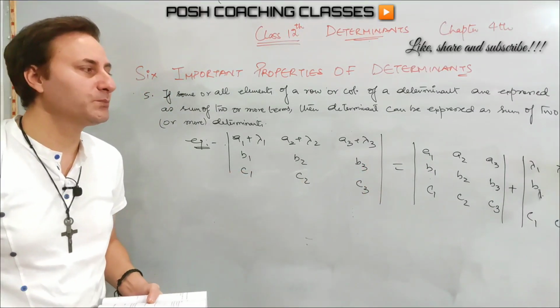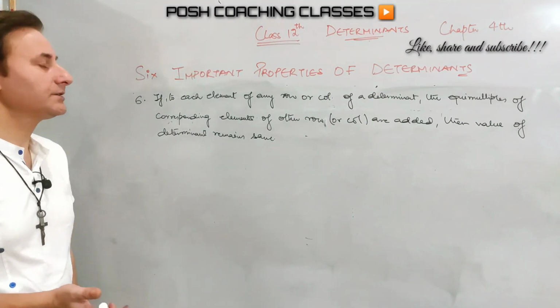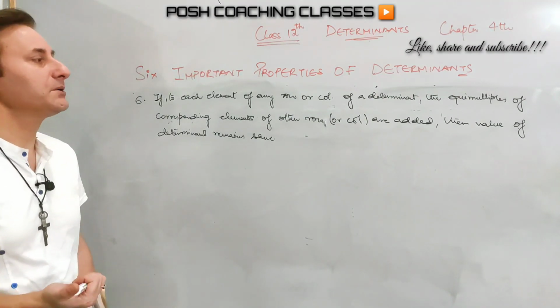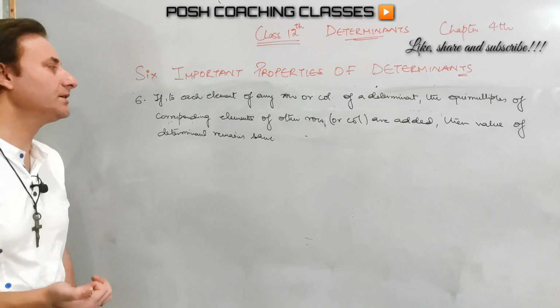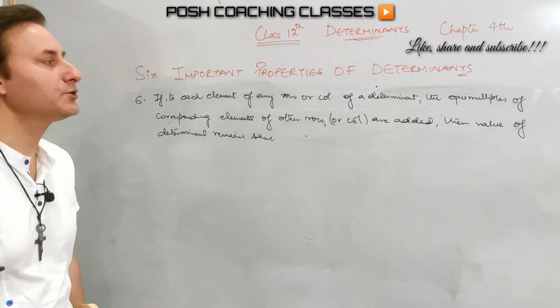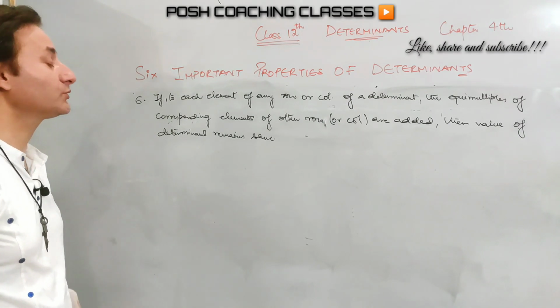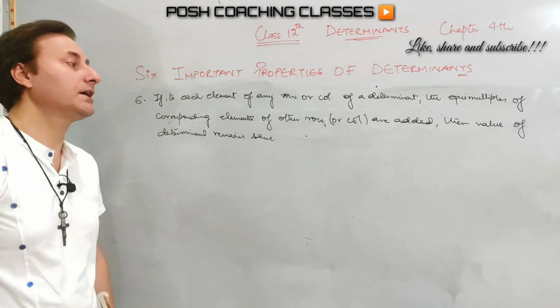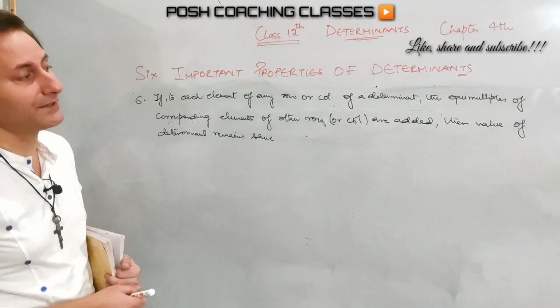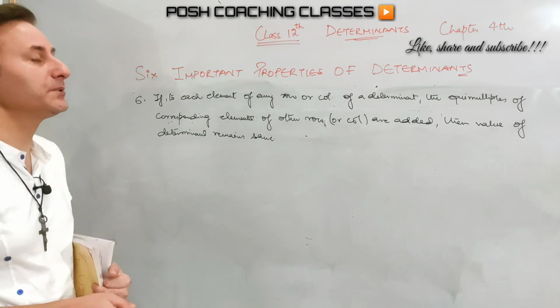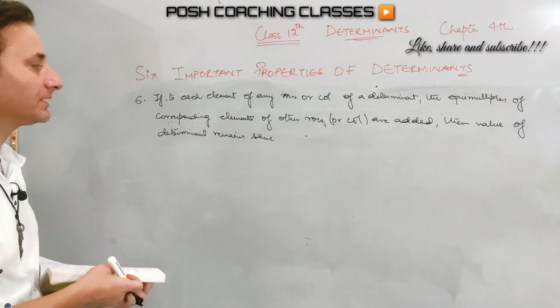Now we will move to property number 6. Guys, this is our last property, property number 6. So what does it say? It says if to each element of any row or column of a determinant the equimultiples of the corresponding elements of the other row or column are added, then the value of the determinant remains the same. So let's understand what it says.